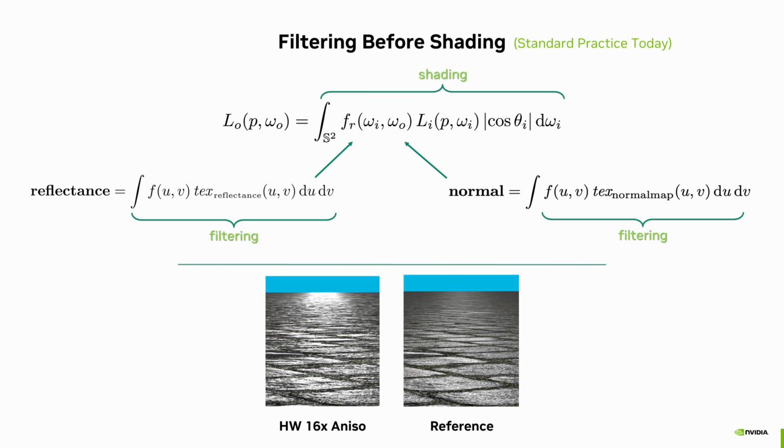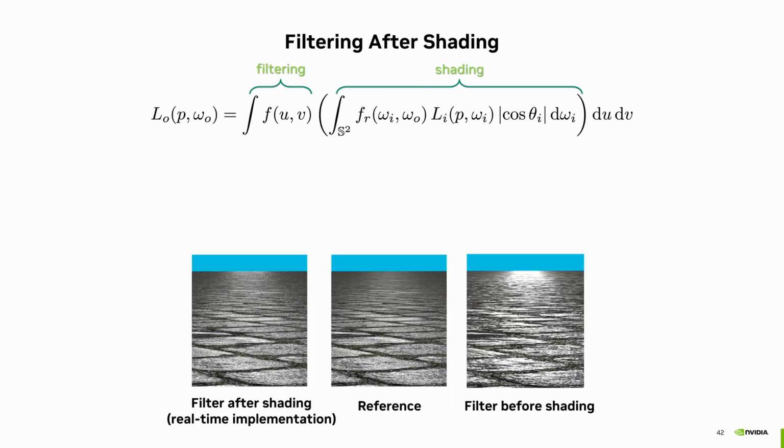A traditional filtering approach using hardware introduces significant specular aliasing and a vastly different appearance as compared to a supersampled reference. Our proposed approach, filtering after shading, swaps the order of those integrals. First we shade, and then we filter the results. Before explaining our method, here is a teaser of our approximate real-time implementation of filtering after shading, preserving the original appearance significantly better than filtering before shading.